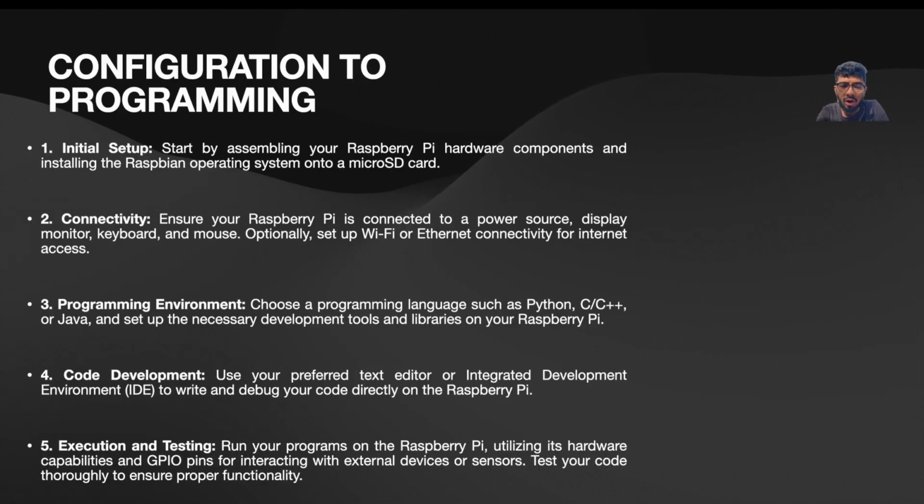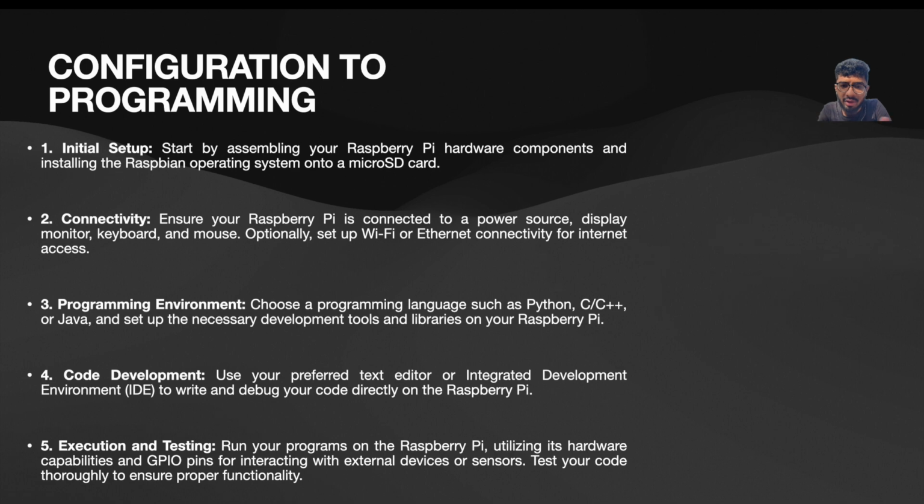Coming to the configuration of programming, how it is configured to program. So first thing is, as I told you, the micro SD card should contain the operating system. That is the initial setup. And then the connectivity should be done. So you have to connect your keyboard, mouse, and then the Wi-Fi or Ethernet connectivity.